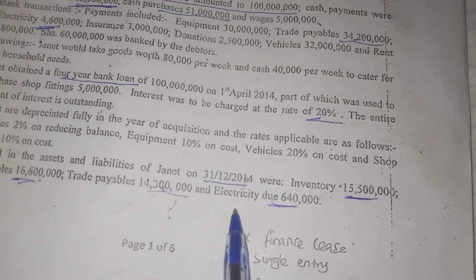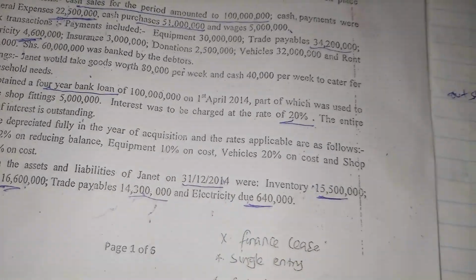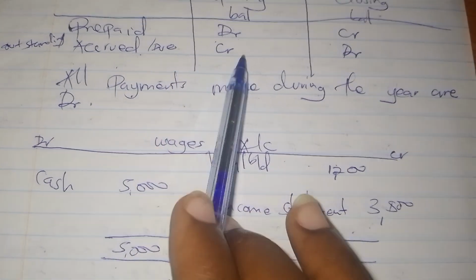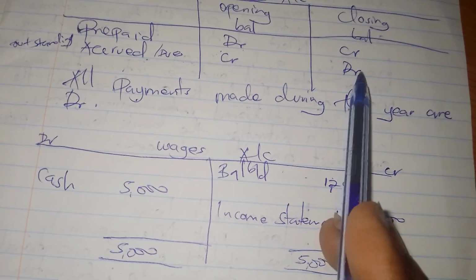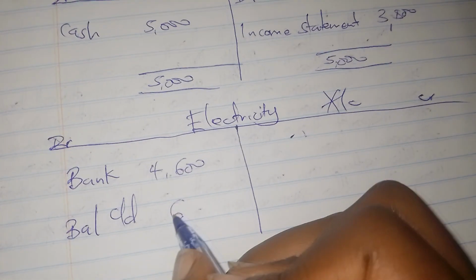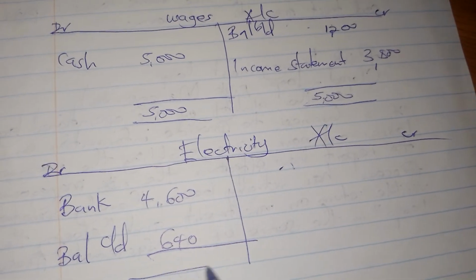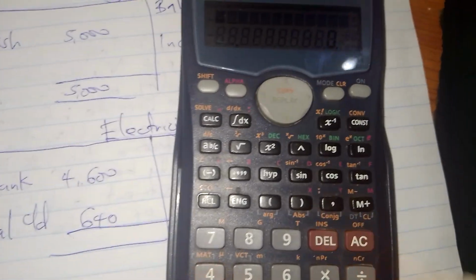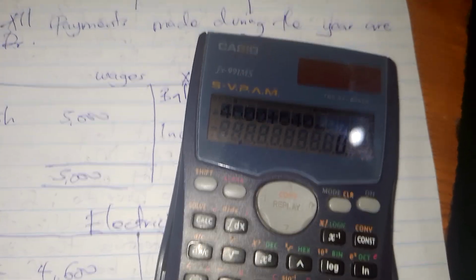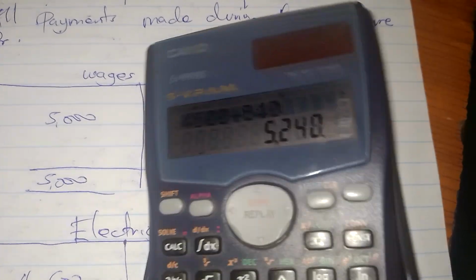Then its closing balance is due. We said due is the same as accrued or outstanding. And we said if it is accrued as a closing balance, you debit. So we shall come here and say balance carried down. It is 640. Then we balance this plus this. Calculator. It is 4,600 plus 640, 5,240.